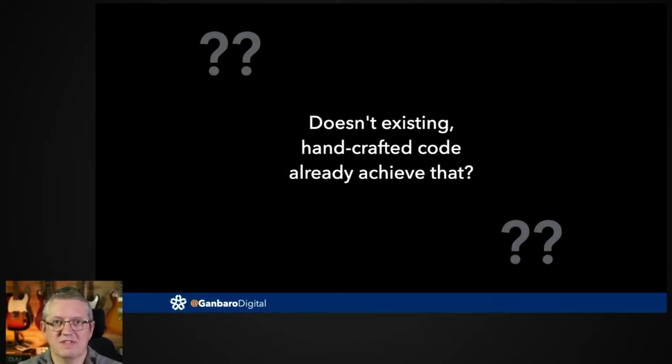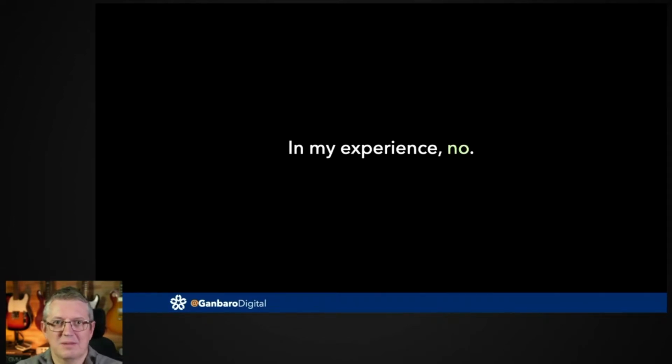Now, you may be sat there thinking, I've already got validation code in my application. I've put a lot of effort into handcrafting this validation code. Why do I need JSON Schema? Isn't my existing validation code enough? And in all honesty, in my experience, no, it's not.